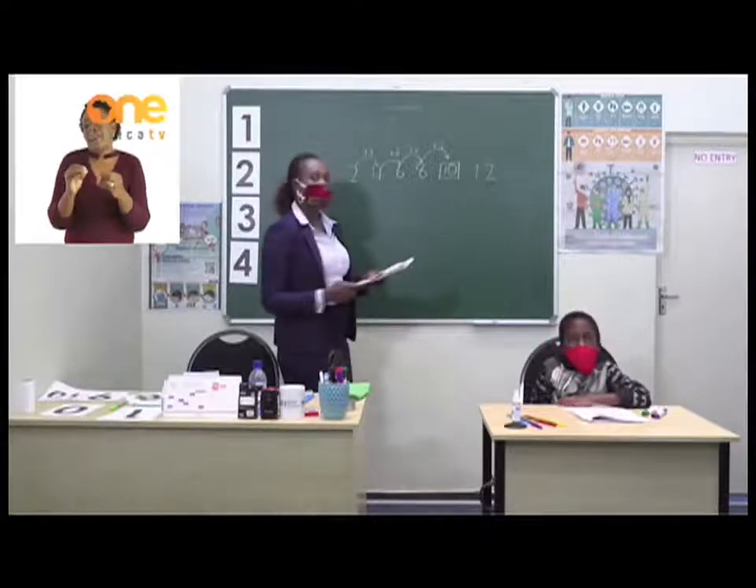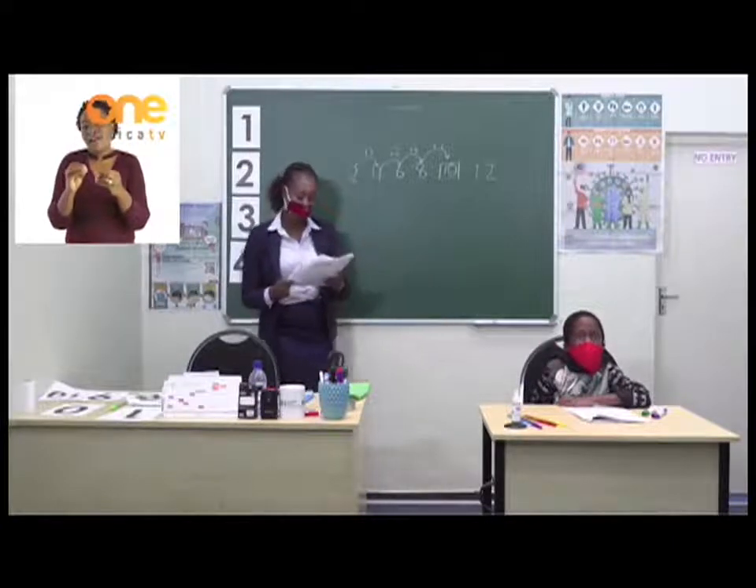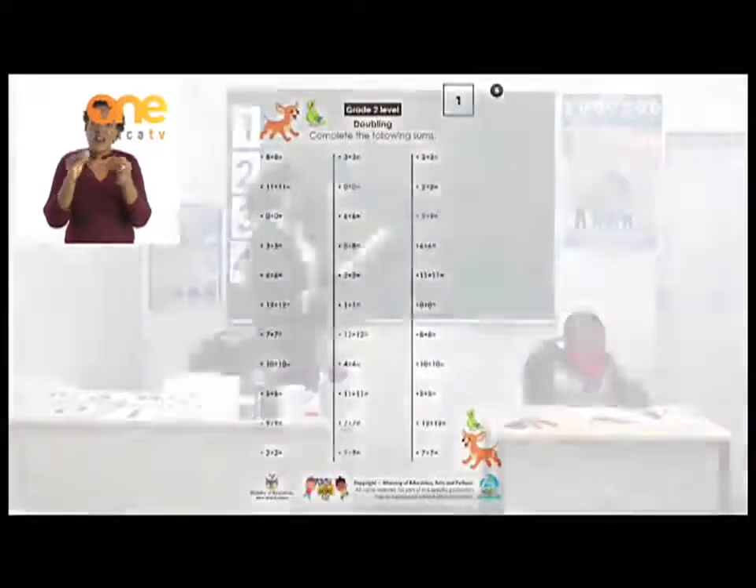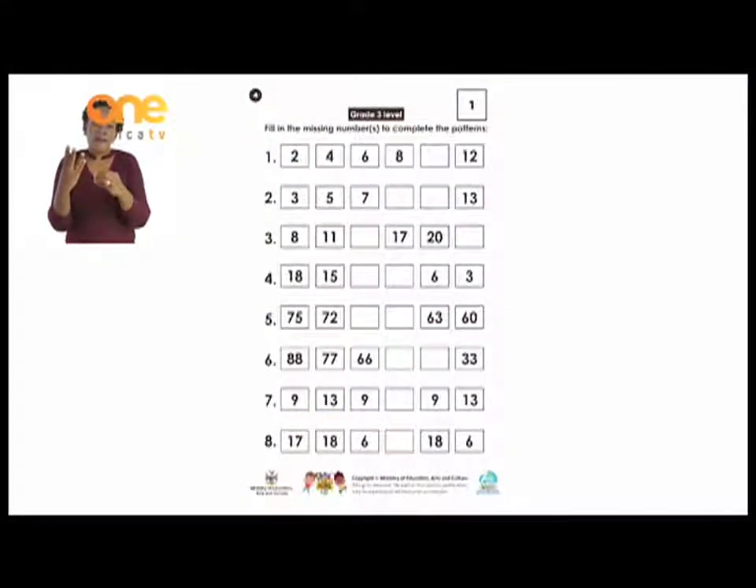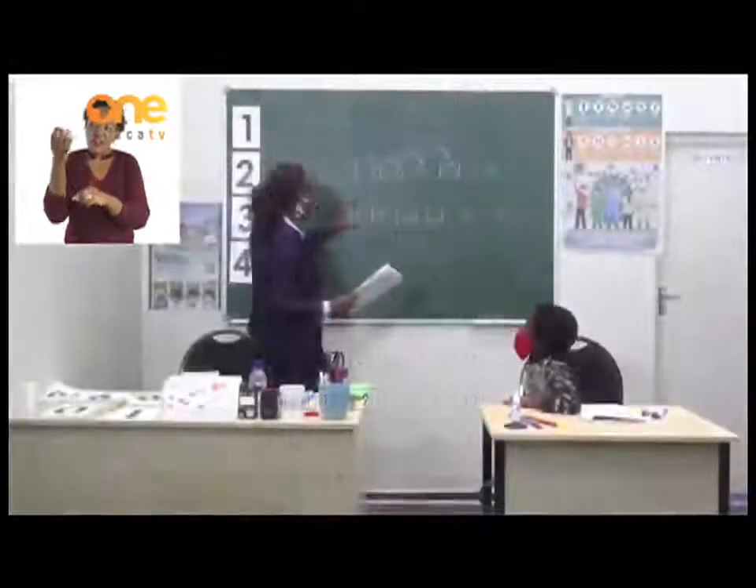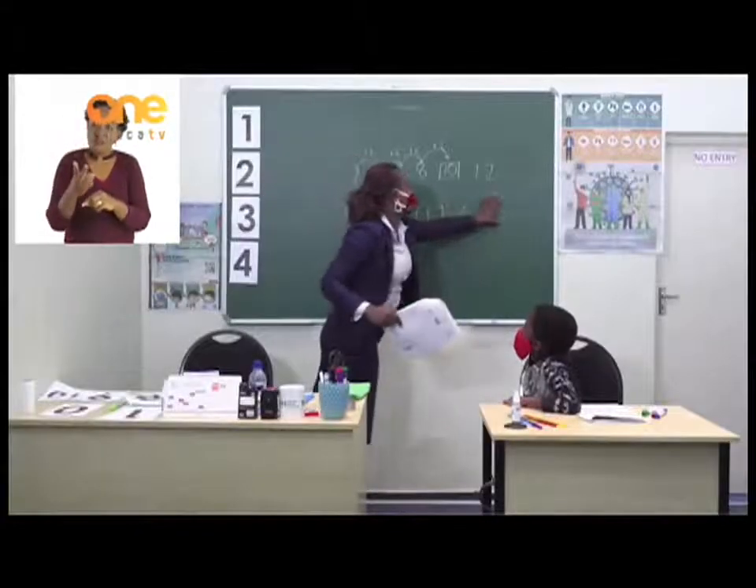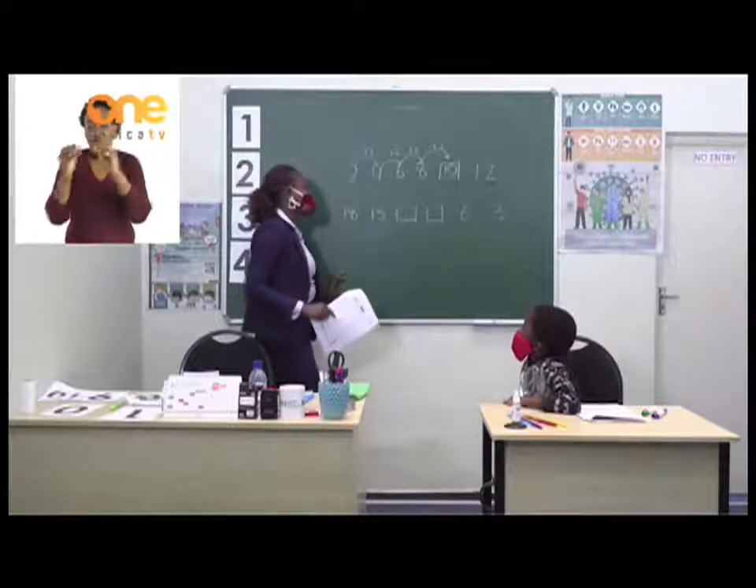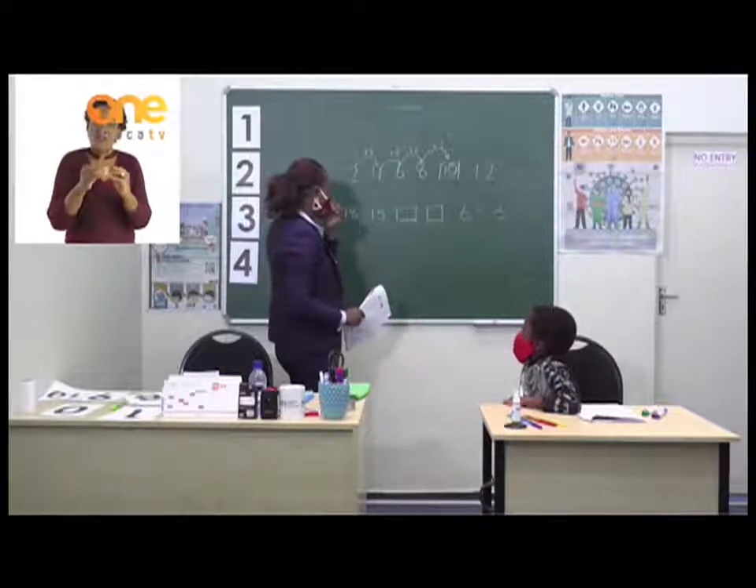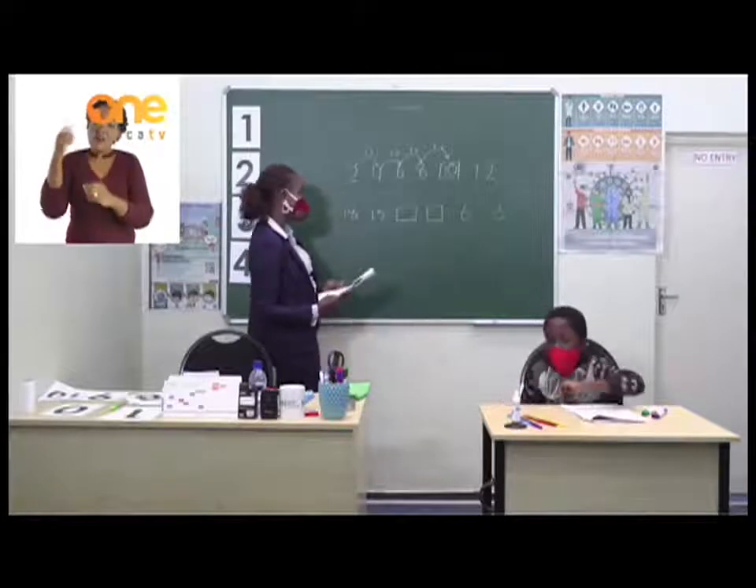Okay. I'll do number 4 with you from our booklet. We have 18, 15, a box, another box, then there's a 6 and a 3. If you look at these numbers, you can see that they are counting backwards. We must always take note of that, grade 3s.